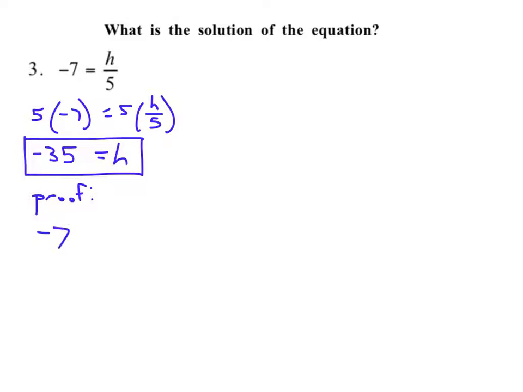So I take -7 equals h divided by 5, and I say I'm replacing h with what it's worth. So I put that in parentheses over, in this case, 5. And if we did -35 divided by 5, well, negative divided by a positive is a negative. And 35 divided by 5, 5 times 7 is 35, so divided by 5 is 7. Done. That's it.